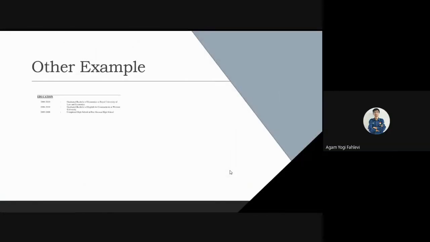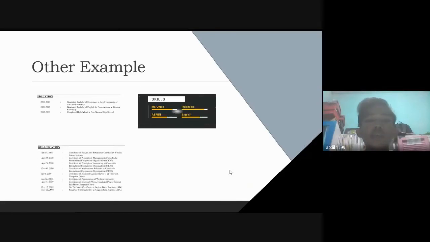Other example: education, qualification, skill, and work experience and organization experience.